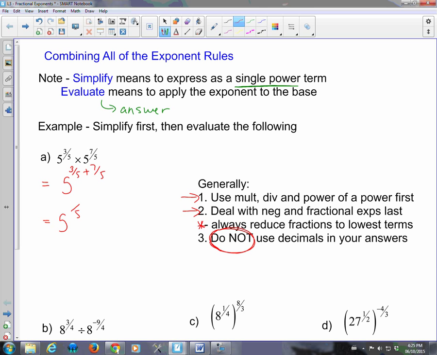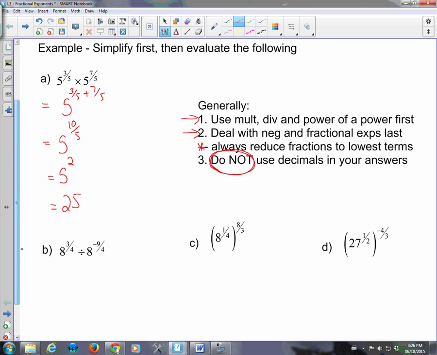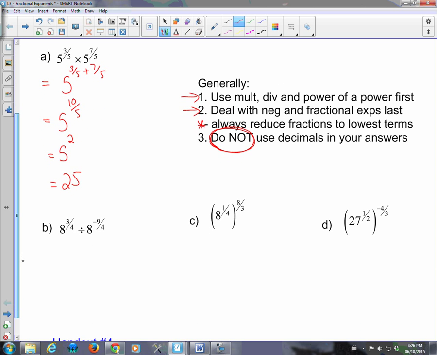So 7 plus 3 would give me 10 over 5. And if you're following along, 10 over 5 is like 10 divided by 5. So I'd have an exponent of 2, which means I would have an answer of 25. So when you use your exponent laws, often the fraction exponents work their way out, and it works out nicely for you.